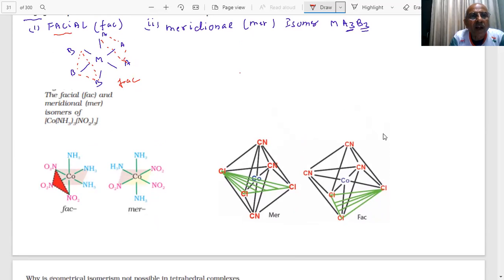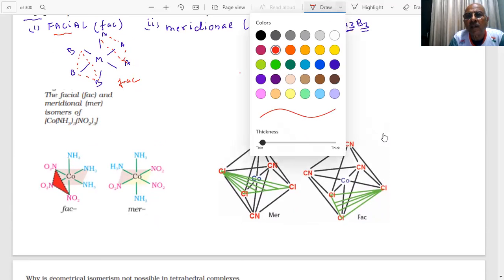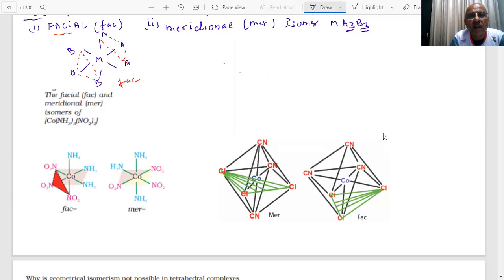If I want to write the mer form, what will I do, students? Here, three groups were the same. I will change one of the groups. How will I change it in the easiest way, so that you remember it in the paper?